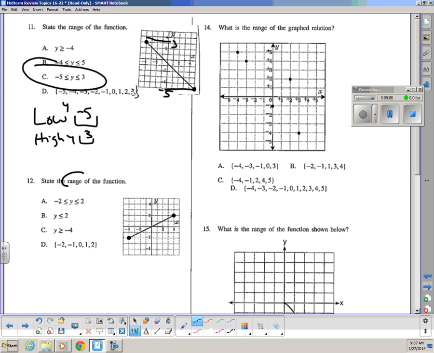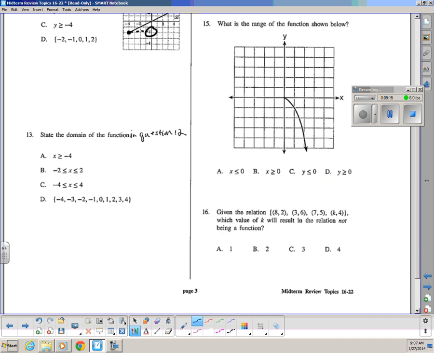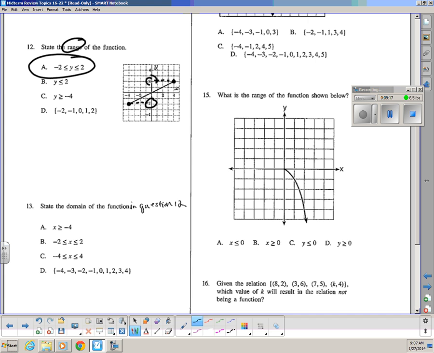State the range. Again, range are my y values. Negative 2 is my lowest. 2 is my highest. I'm between negative 2 and 2. Number 13 wants the domain of question 12. Now we're looking at x values. I'm looking at my low x value, which is negative 4. Looking at my high x value, which is 4. Choice C.